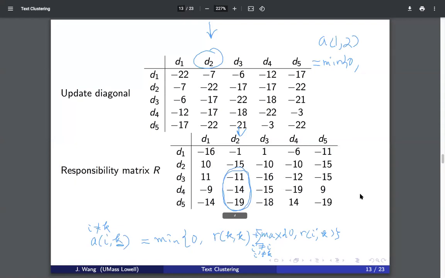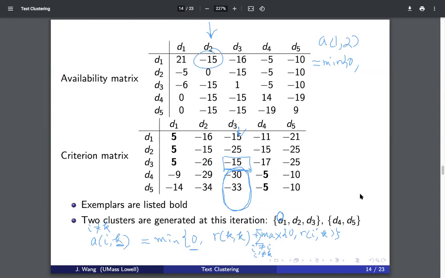And then the maximum of 0 and this, because all of these are negative, so the maximum value is 0. Okay, so then you add it to R22. R22 is minus 15. You add 0, so it's still minus 15. You take the minimum of this and 0, so that's minus 15. That's what we have here. So then you compute all of these.